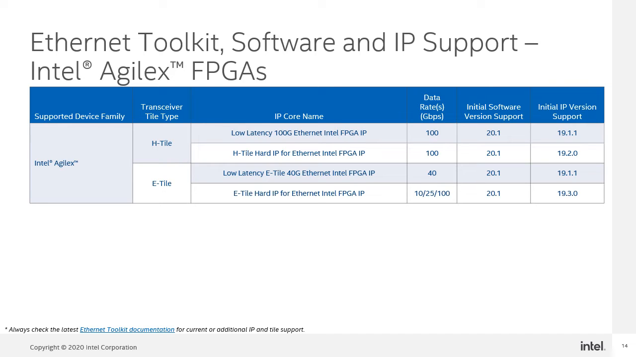The E-tile hard IP supports 10 gig, 25 gig, and 100 gig configurations, again, all of which can be used with the Ethernet Toolkit. As Ethernet Toolkit development is ongoing, the plan is for additional IP and newer tiles to potentially also have Ethernet Toolkit support. So always check with the latest documentation to see if your particular target device, IP core, and tile are supported.